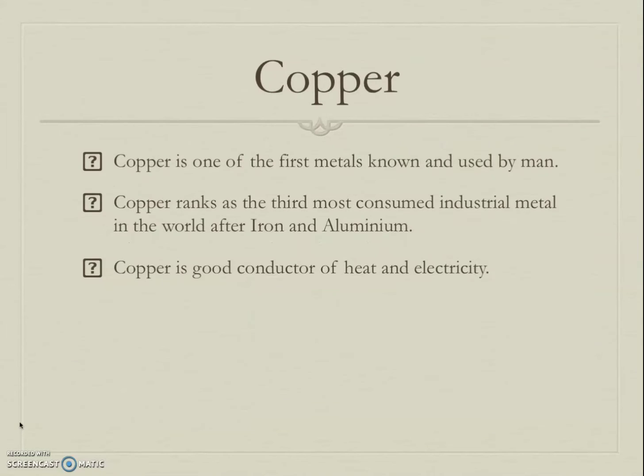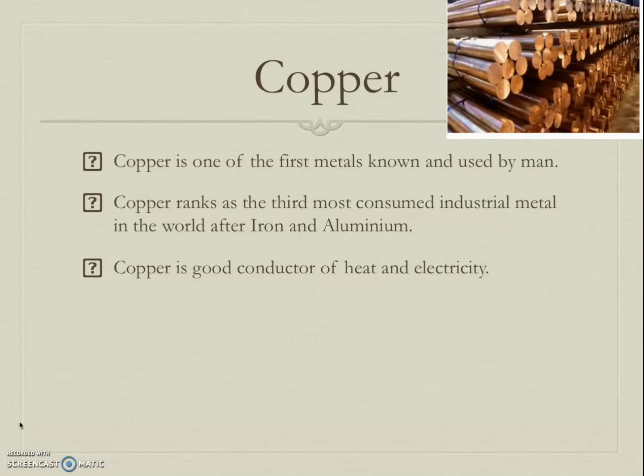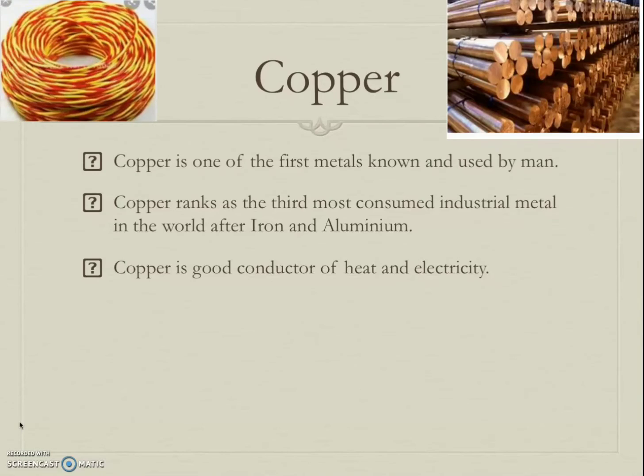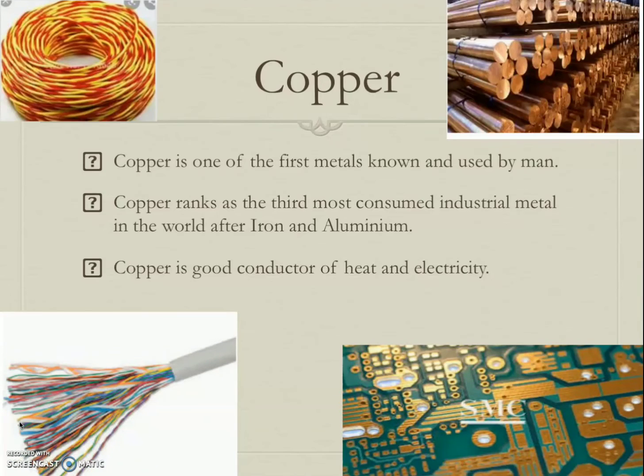Next, we are going to see about copper. Copper is one of the first metals known and used by man. Copper ranked as the third most consumed industrial metal in the world after iron and aluminium. Copper is a good conductor of heat and electricity. About three-quarters of copper is used to make electrical wires, telecommunication cables, and electronics. Chile is the world number 1 country in the production of copper. Other copper producing countries are Peru, China, United States, Congo, and Australia.